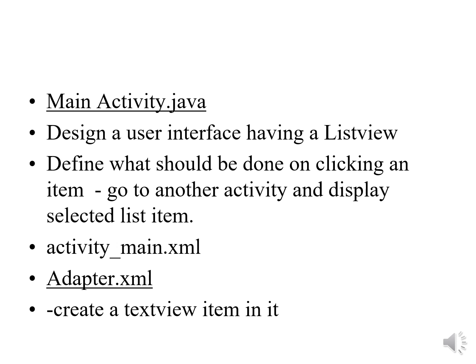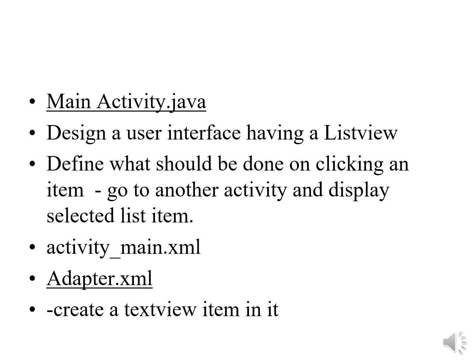To create this application, we will be creating an empty activity and an additional XML file. In the Java file, we will be designing a user interface having a list view. Then what should be done when we click an item in the list box? That also should be specified in the main activity.java file.